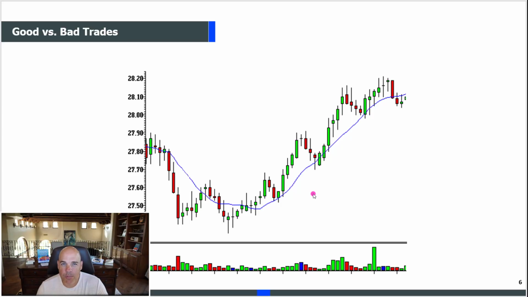You guys should have pre-trade checklists where you are very detailed and very specific about what you have to see before you take a trade. And I see it frequently.